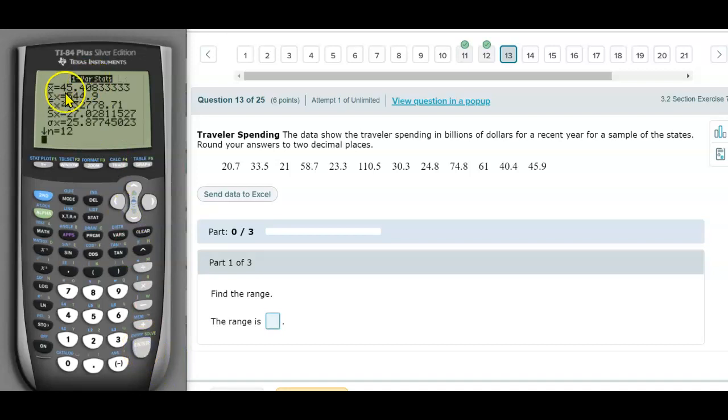Once you calculate, you have the x bar, but I don't need the x bar or anything else. The only things I need are the maximum and minimum. If you scroll all the way down, you have the minimum, 20.7, and the maximum, 110.5.